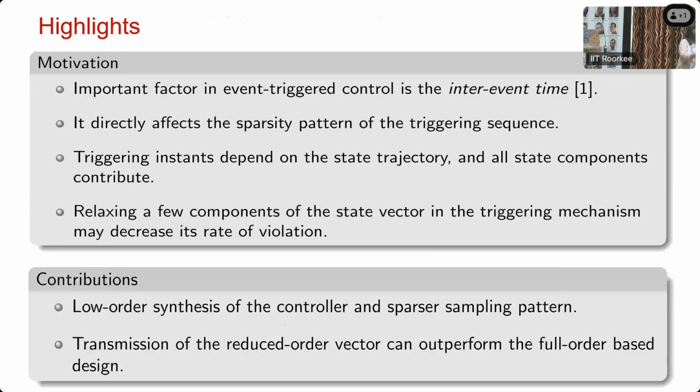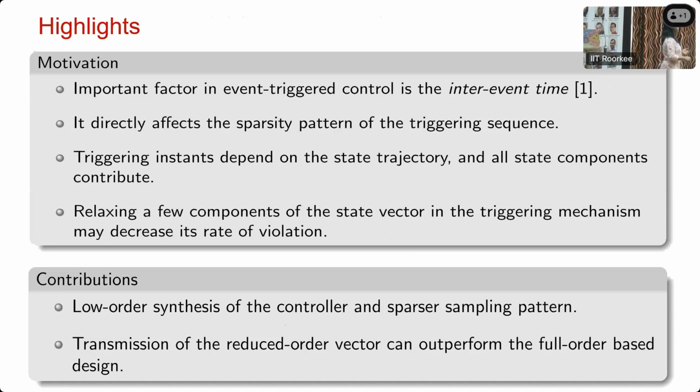Suppose we start at time t equals 0, then at the next time, maybe at 0.2, we update the control, then next we do it at 0.5, like that. But if I fix the sampling interval at 0.1, then at every multiple of 0.1 the control input will be updated. So here the triggering instant which we have proposed depends on the state trajectory.